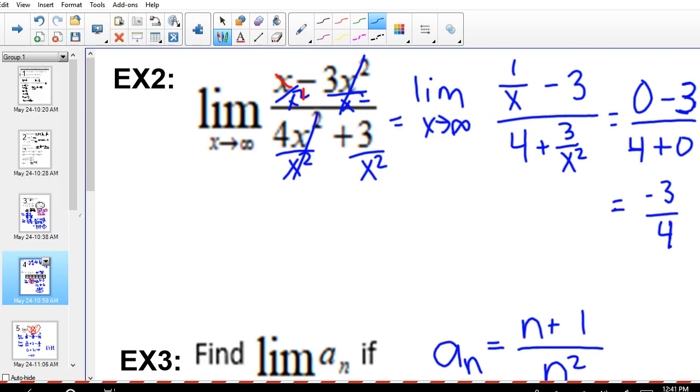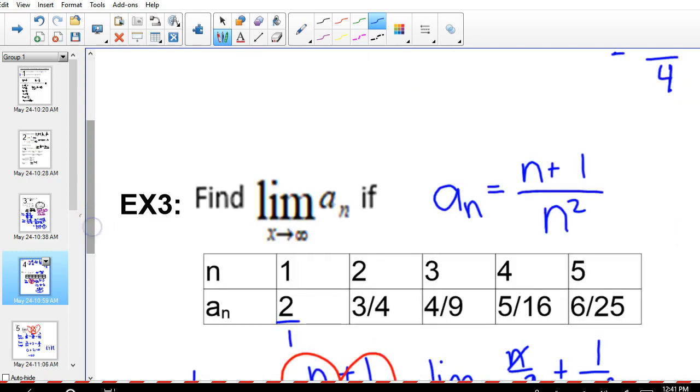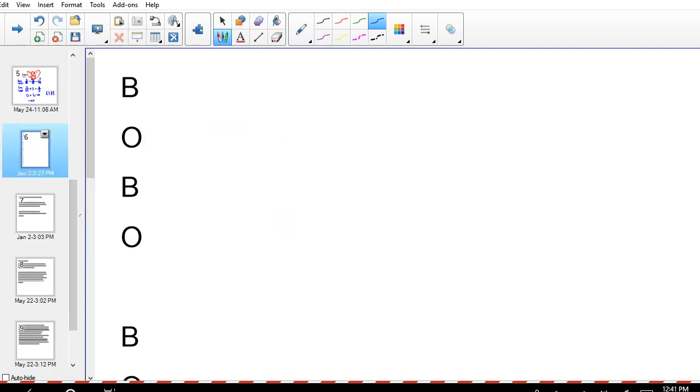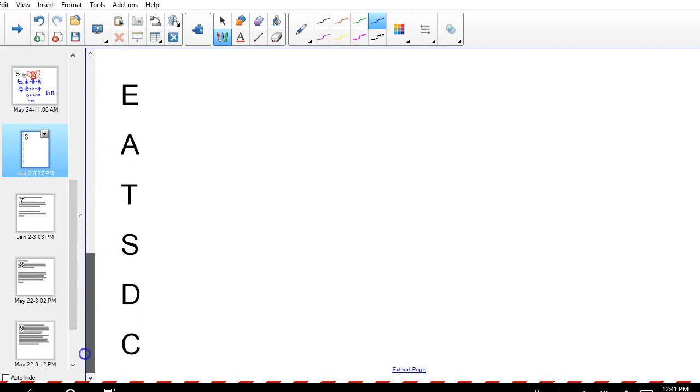And then the last possibility you might have is that last one that we just did. And here, my biggest exponent was on top, right? And when the biggest exponent is on top, it's either going to go to infinity or negative infinity. You will have to actually work it out to figure out whether it's positive or negative infinity. But if it's bigger on the top, it'll be one or the other. Now, you should have this slide here that says Bobo Botno eats DC.